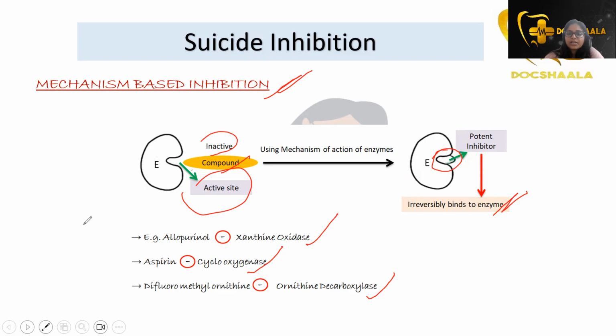Since the inhibitor gets bound to the enzyme irreversibly, it is almost making the enzyme commit suicide. That's why it's called suicide inhibition.